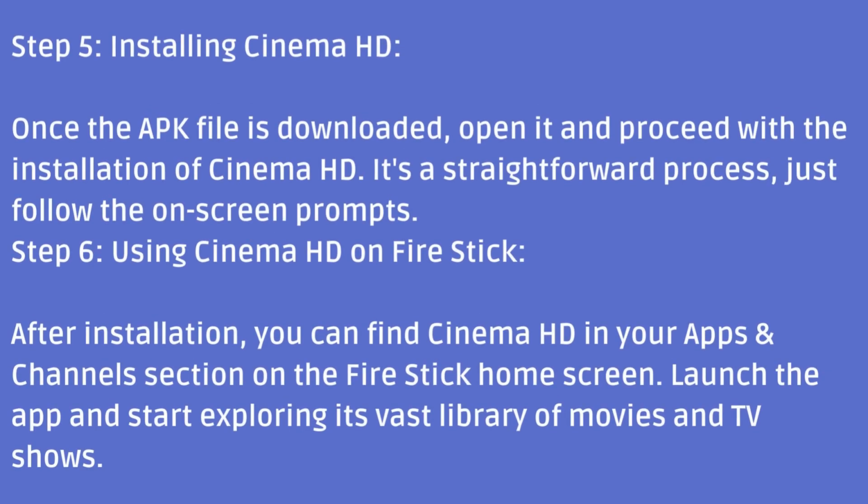Step 5. Installing Cinema HD. Once the APK file is downloaded, open it and proceed with the installation of Cinema HD. It's a straightforward process. Just follow the on-screen prompts.